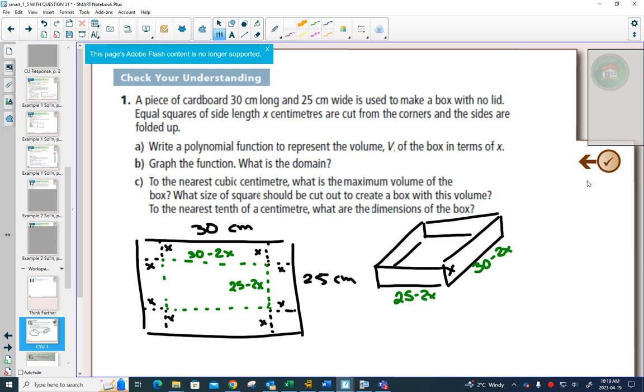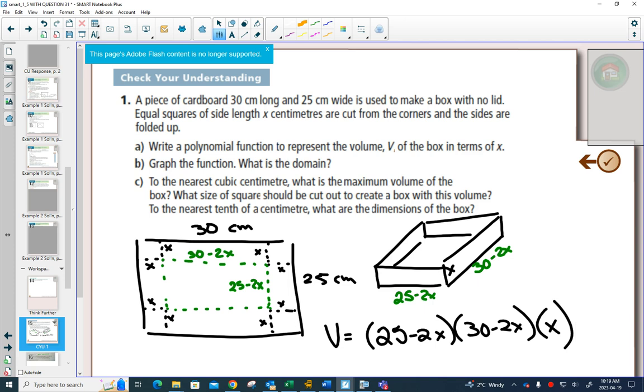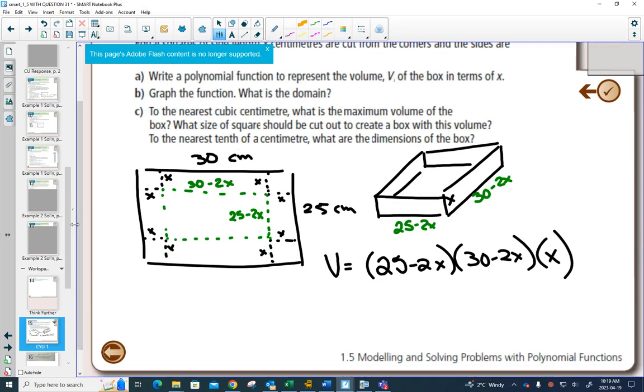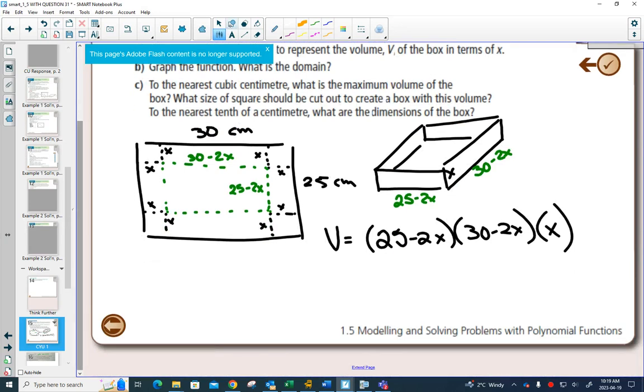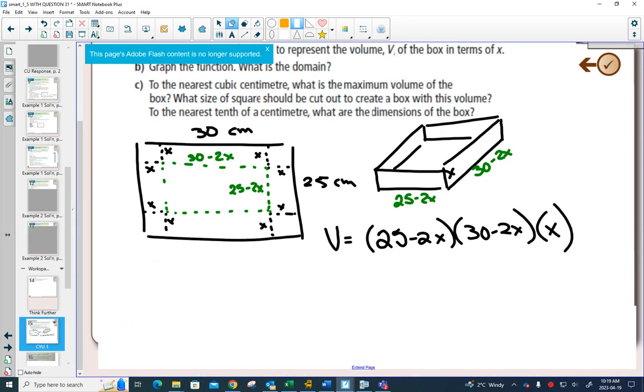And our volume, length times width times height, there's an expression for our volume. Just like in our intro example, we can graph this. So part B, after the graph, what do we need to do for our graph? First of all, we have to think about our end behavior.